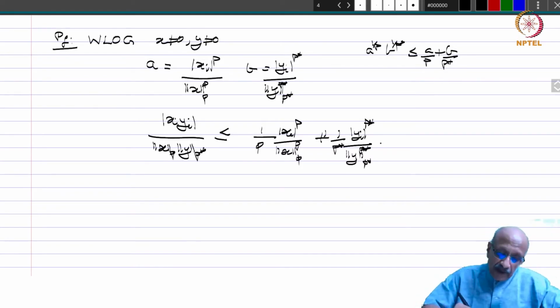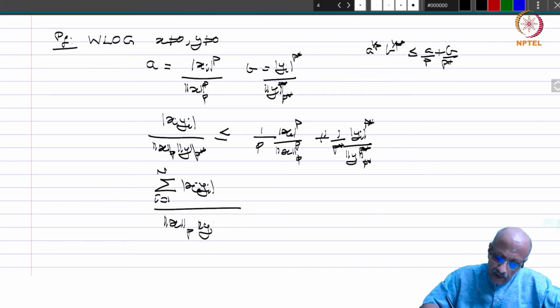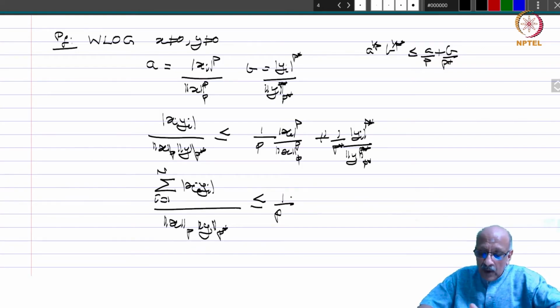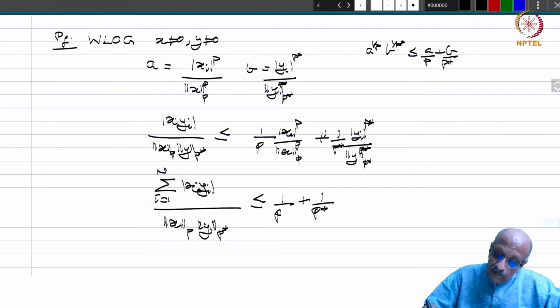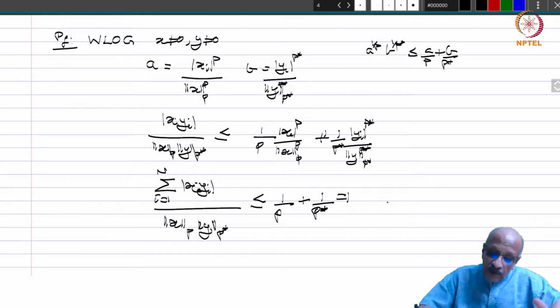So now you sum over all i, so you get sigma |xi yi|, i equals 1 to n, by norm x_p norm y_p*, is less than or equal to 1 by p. Now sigma |xi|^p is norm x_p to the power p, so it will cancel. Similarly, 1 by p* times sigma |yi|^p* is nothing but the denominator again, so you get 1 by p plus 1 by p*, which is 1. So now you just cross multiply, and you have the result. So this proves the inequality known as Hölder's inequality.